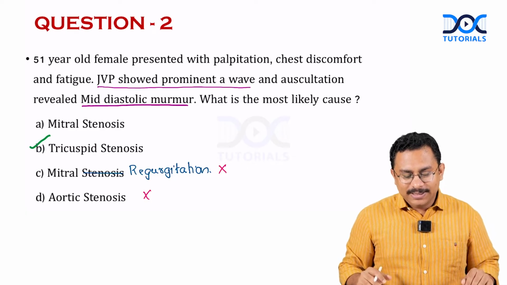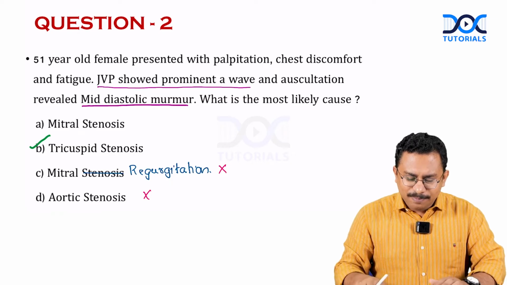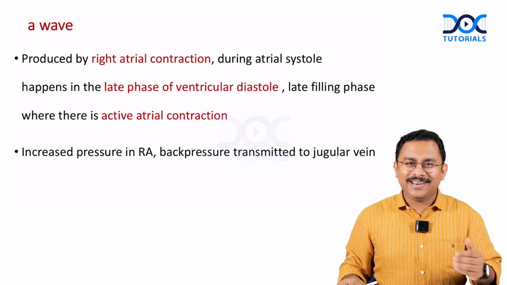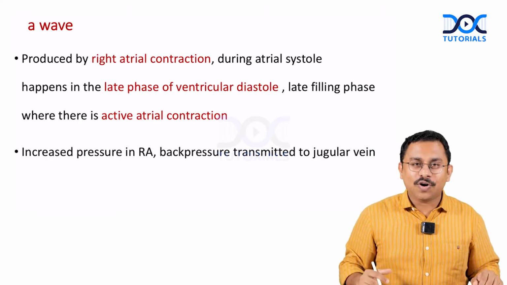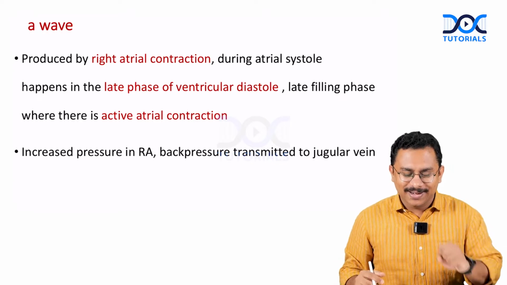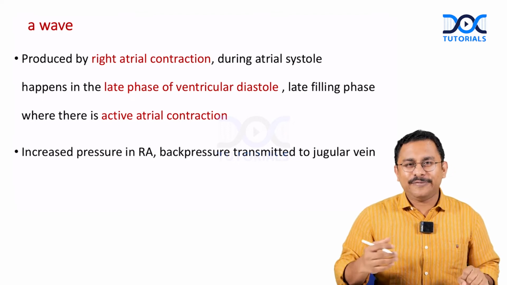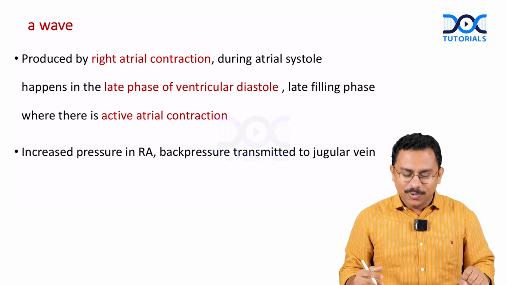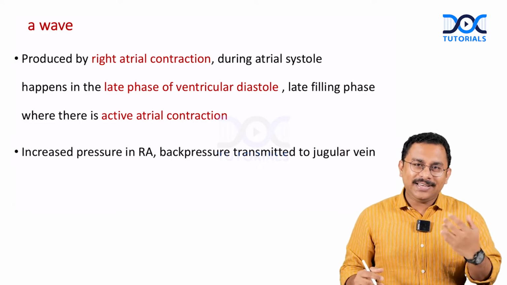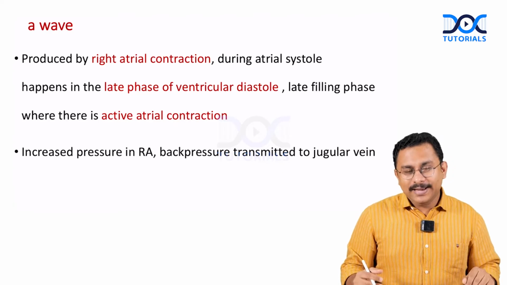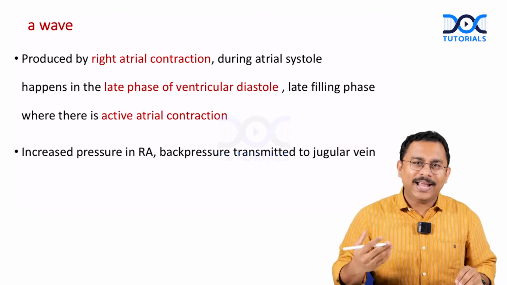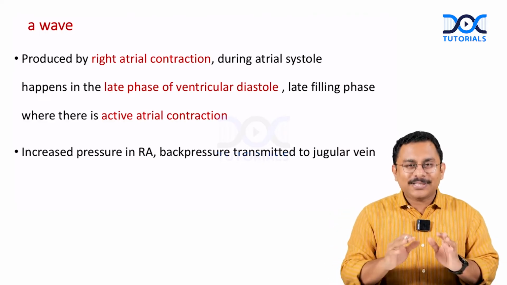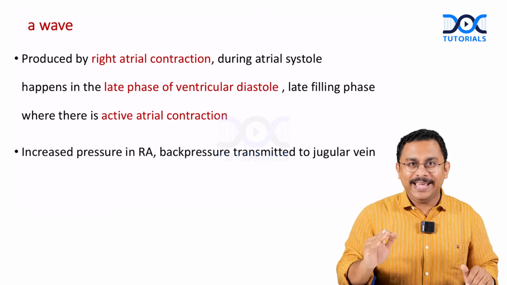I'm just briefing you on the A wave because it is often repeated in exams. The A wave, as all of you know, is produced by the right atrial contraction, which happens in the late phase of ventricular diastole, where there is an active atrial contraction. And when there is an atrial contraction, obviously there will be back pressure to the jugular vein, and that is what produces this positive deflection, the A wave.